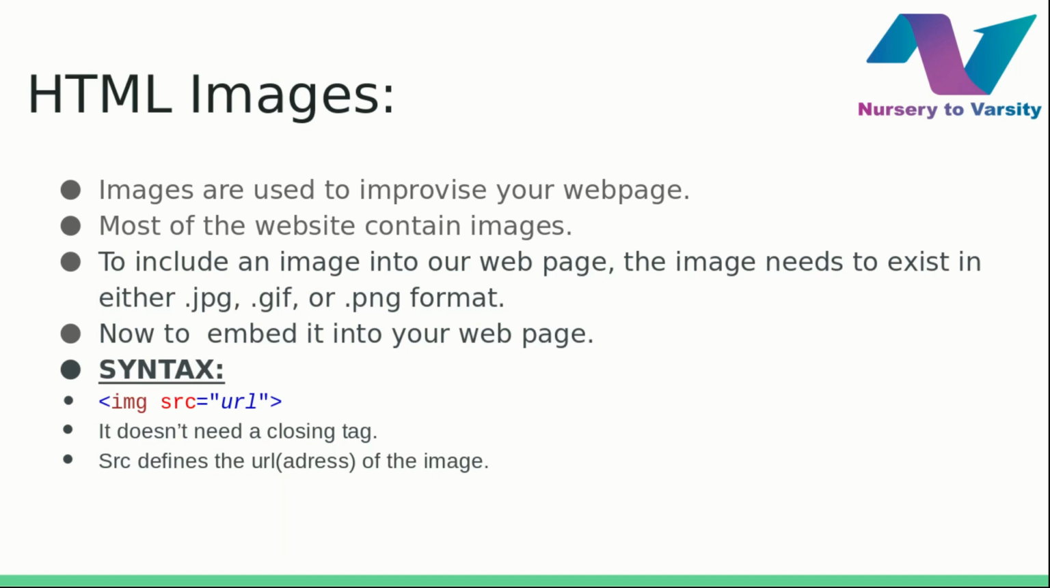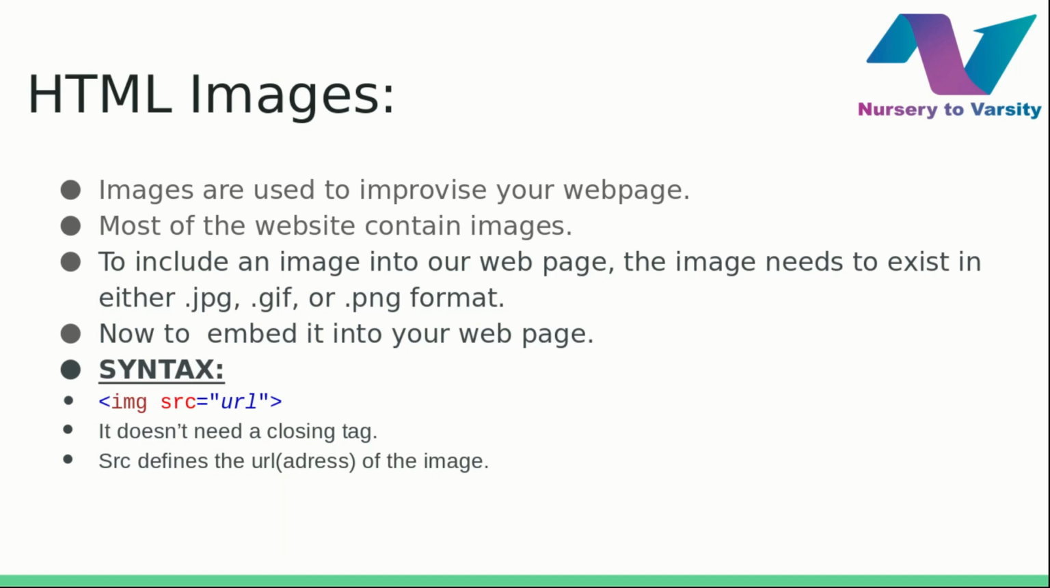Okay, next one was, if you want to include any image in your web page, first the image should be either in JPG form or GIF form or PNG format. Now the fourth part is that you have to embed it into your web page. How can you do that? It's very simple. You just have to write the syntax image source URL. Third, it does not need a closing tag. What does source mean? Source defines the address of the image.